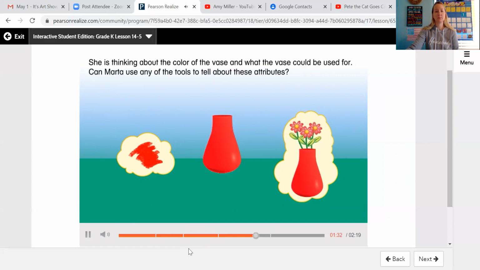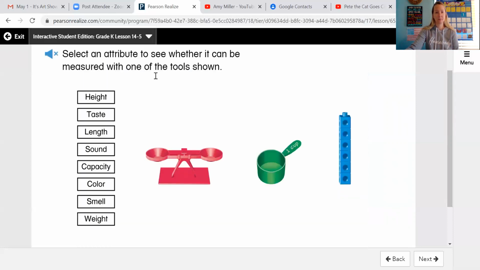She is thinking about the color of the vase and what the vase could be used for. Can Marta use any of the tools to tell about these attributes? Oh, let's find out. Select an attribute to see whether it can be measured with one of the tools shown.